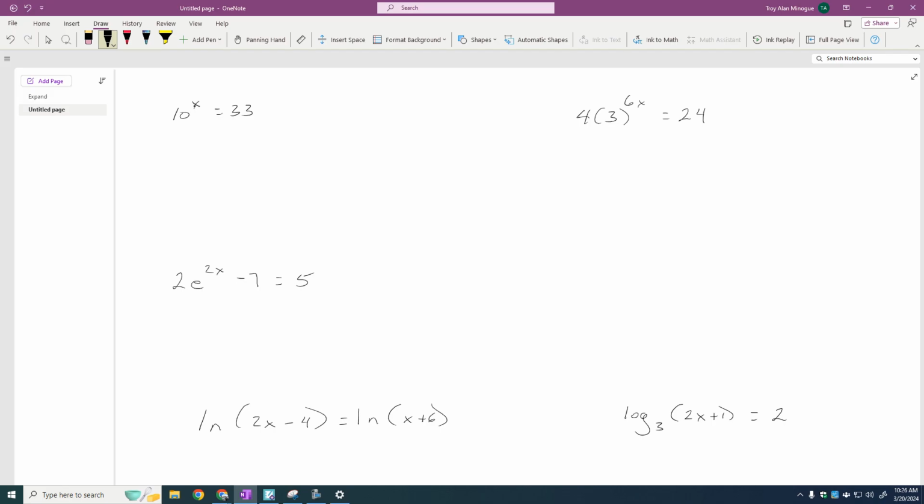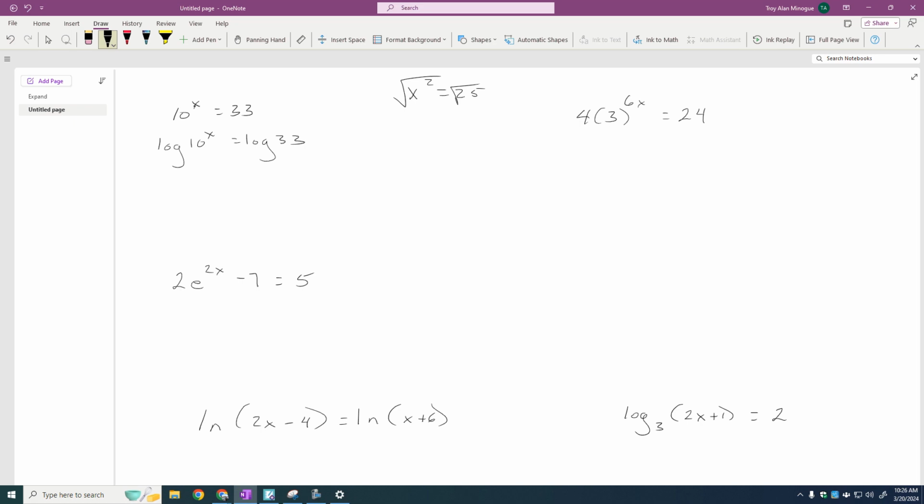In order to know what log to use, it doesn't matter. However, if it's a base 10, using a base 10 log will make it a little easier. If it's a base e, using ln, your base e log. And if it's something other than 10 or e, you pick what you want, and it doesn't matter at all. Okay, I'm going to take the common log. I'm going to do log of 10 to the x, and I'm going to do log of 33. Taking the log of both sides, just like I square rooted both sides.